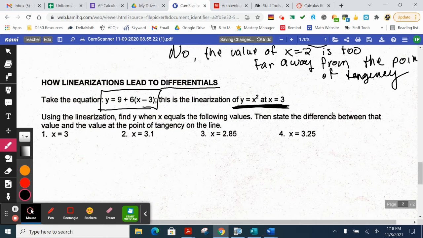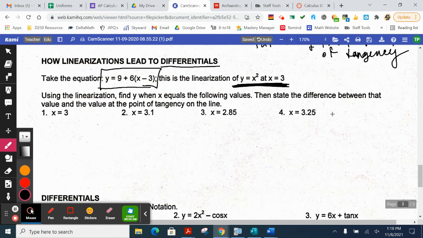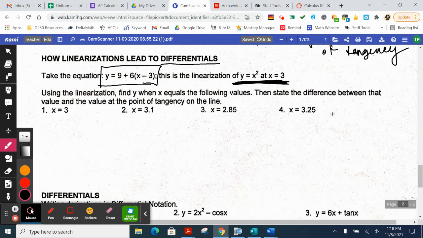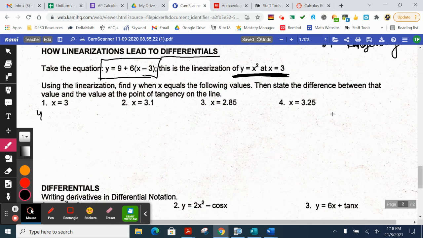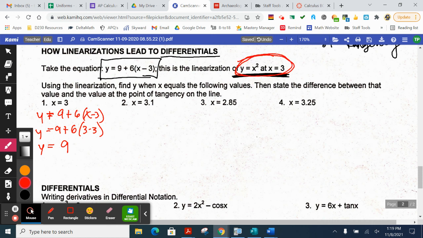All right. What I want you to do, the first sentence, is using that linearization, find the y value when x equals the following values. So go to x equals 3, take that line tangent, the linearization that we gave you. And then all I want you to do is take the x value of 3 and plug that in. All right, notice how you're going to get 9. If I take 3 and plug it into the original function, what are we going to get? 9, because that's where we're tangent to the curve.